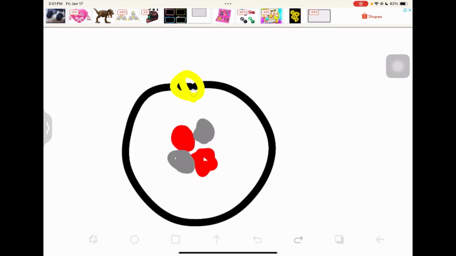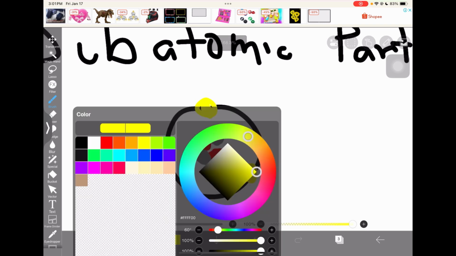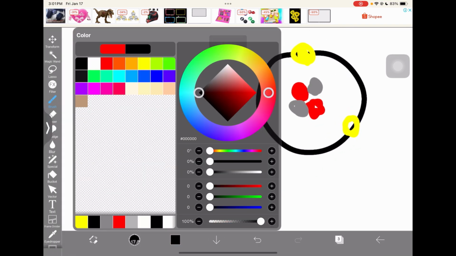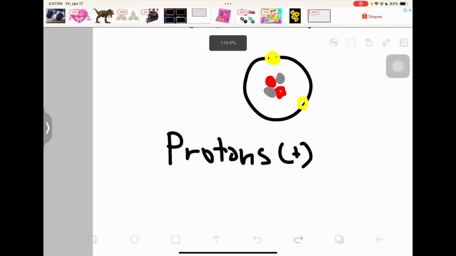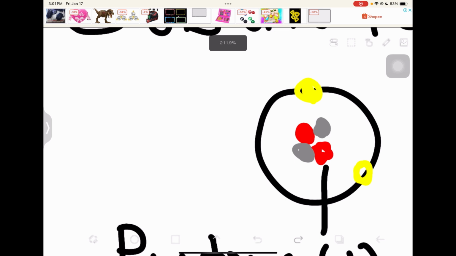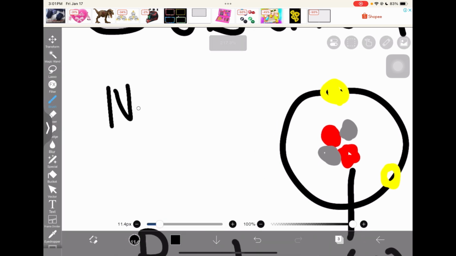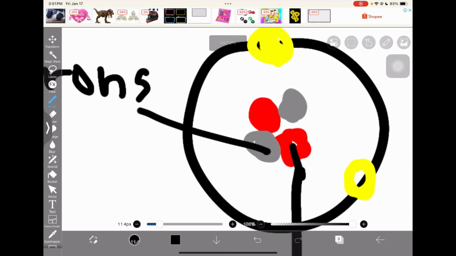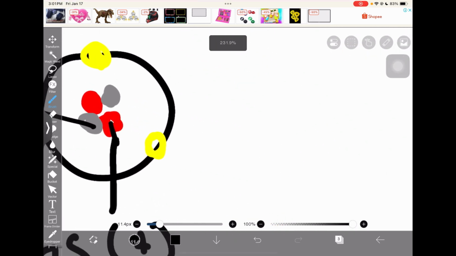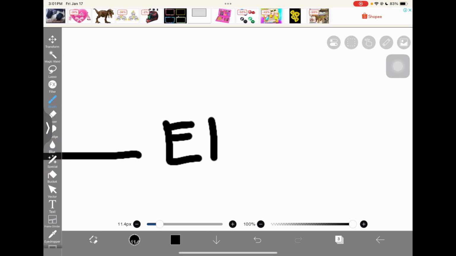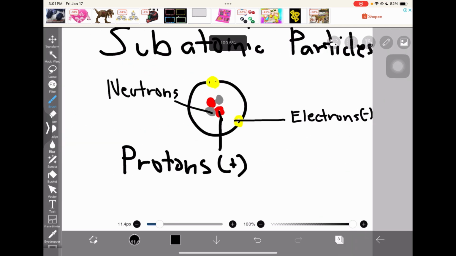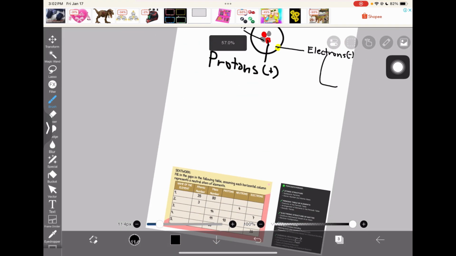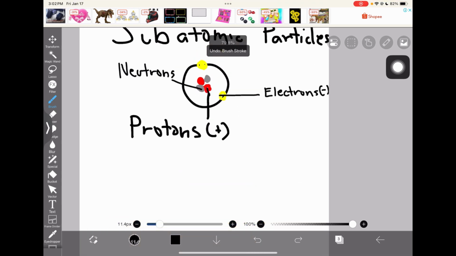Just a rough drawing. So we have this over here. So the red ones are called the protons. The protons have positive charge. Meanwhile, the gray ones are the neutrons, which have no charge. And the ones that orbit them are called the electrons. These have negative charge. So all of these play an important role to the atomic number and atomic mass, which we'll be discussing later.